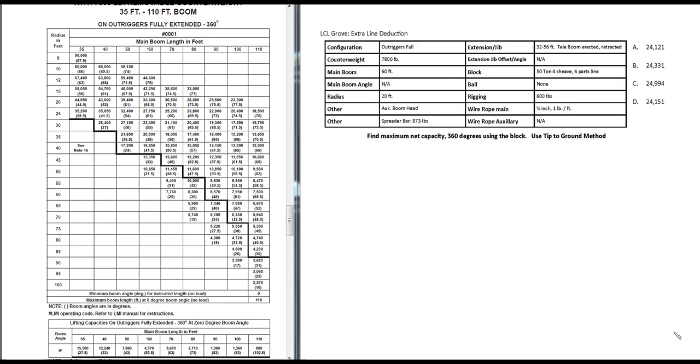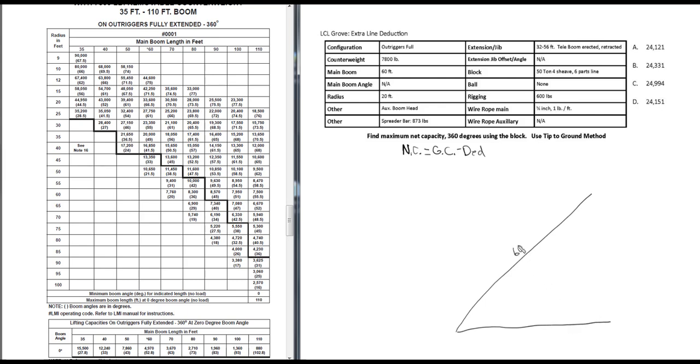What is the problem looking for? Maximum net capacity. So let's go ahead and write in our formula for net capacity. Net capacity equals gross capacity minus deductions. Go ahead and create our diagram that will illustrate the configuration.